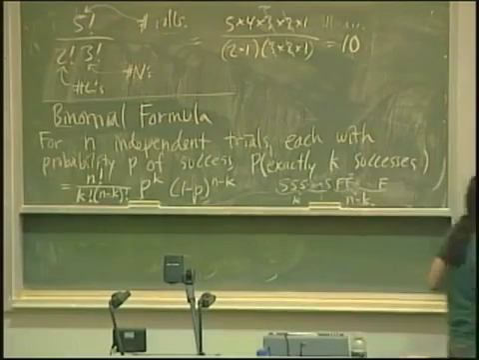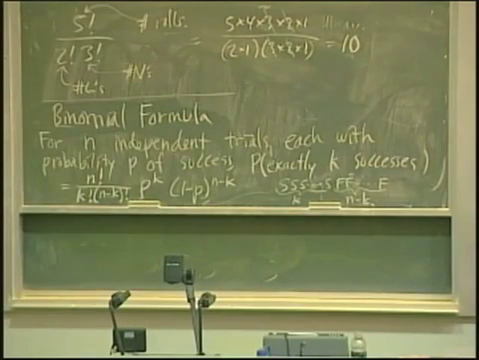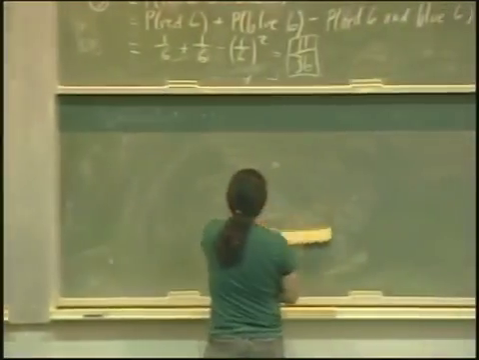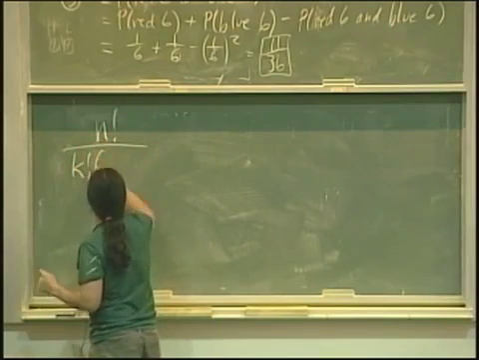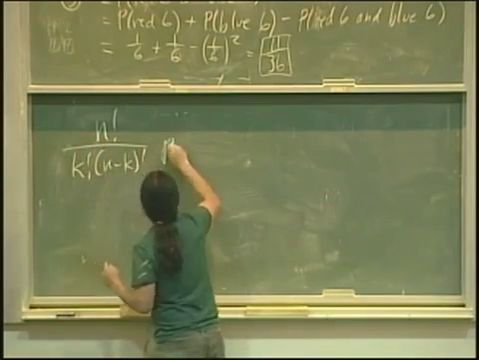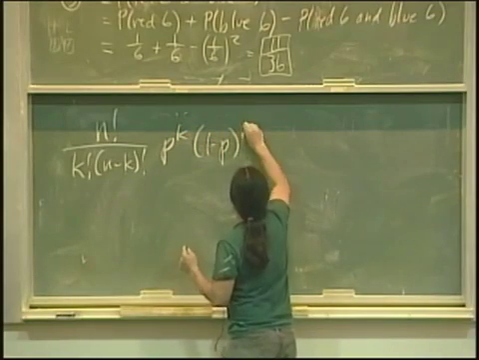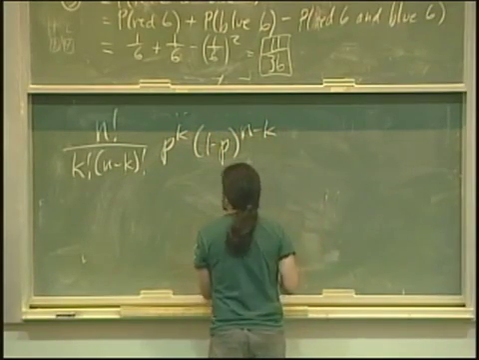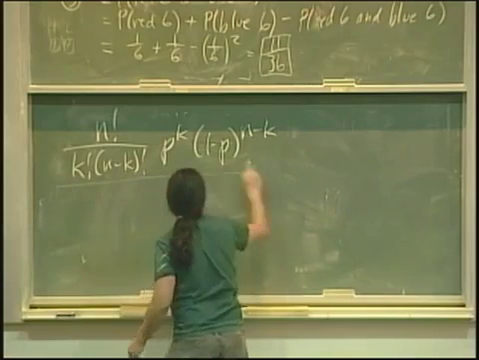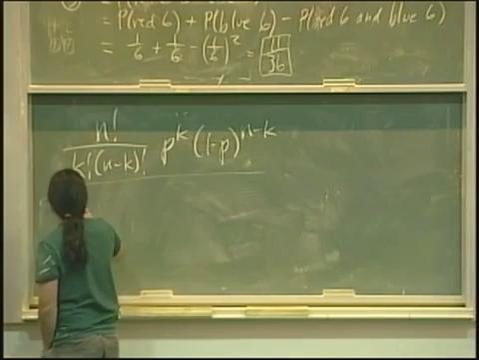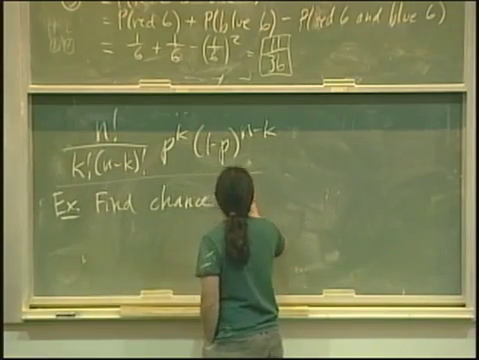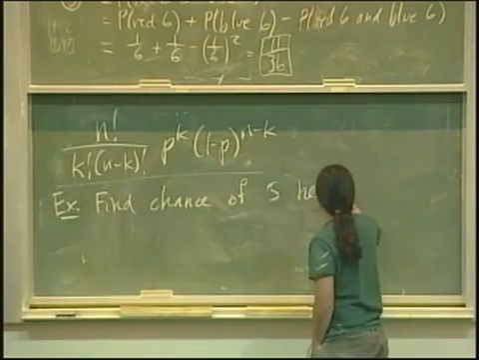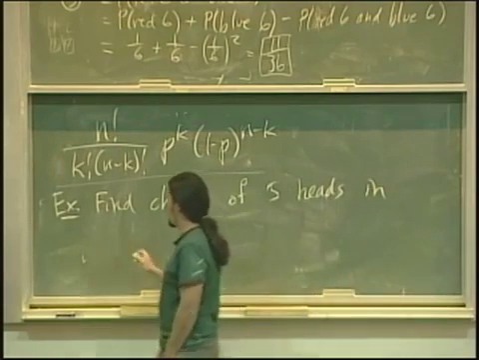OK, so let me write it bigger, in case it's hard to see. It's n factorial over k factorial, n minus k factorial, p to the k, 1 minus p to the n minus k. And now I want to find the chance of 5 heads in 10 coin tosses.